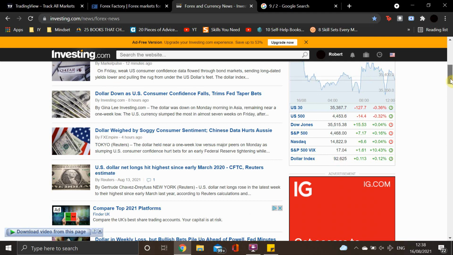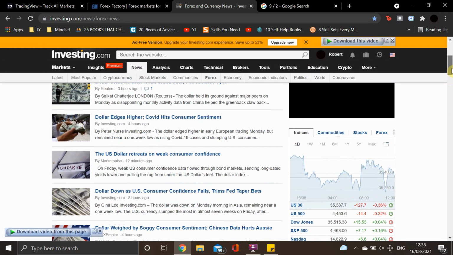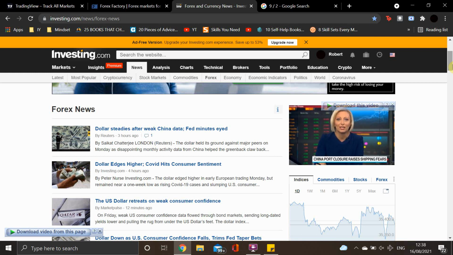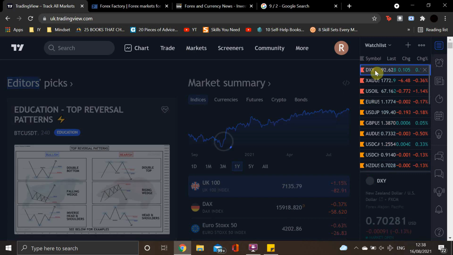So it's all about consumer confidence, about people. When the dollar's weak, people don't really want to buy. When the economy's weak, people don't really want to buy due to fear of job loss and stuff like that. When the economy's strong, people are more willing to spend because the economy's strong. But yeah, we know the dollar's looking weak at the moment. Let's look at the DXY.